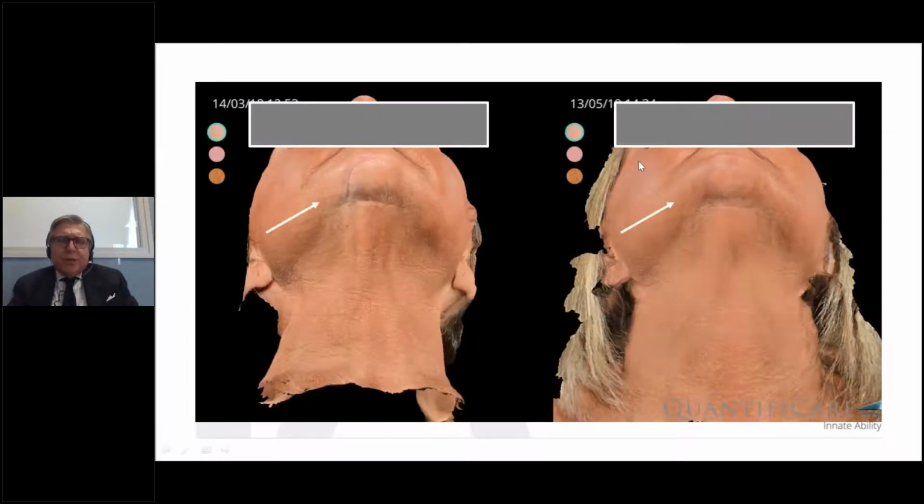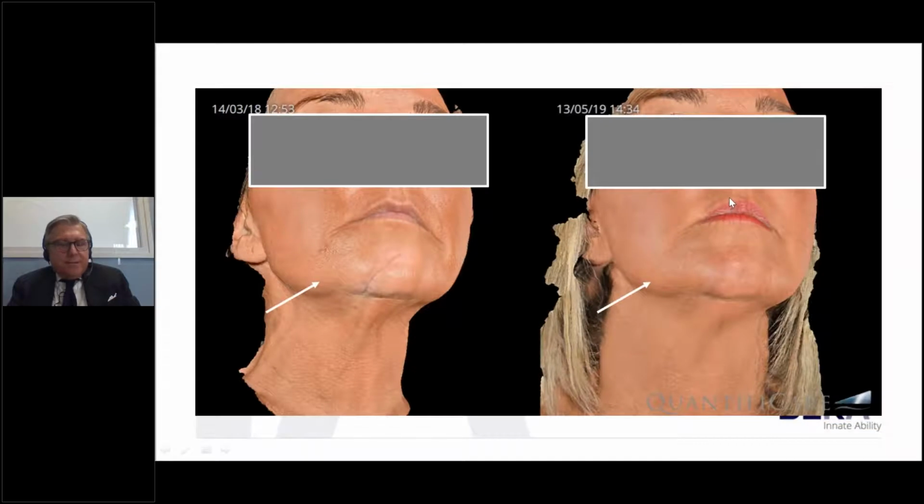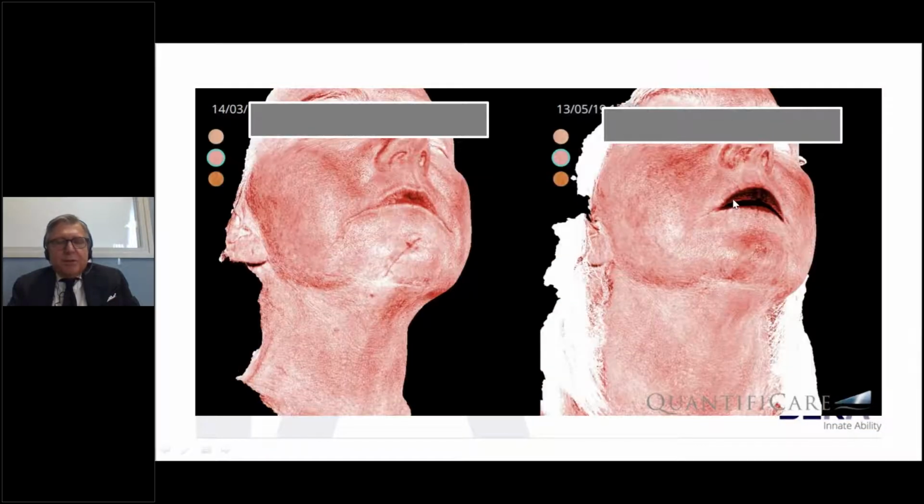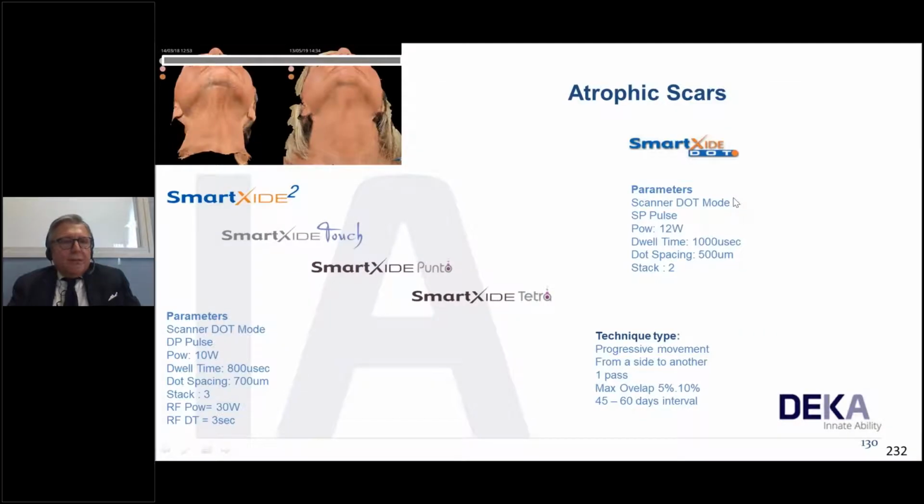Another case where we treated with a combination of pulse dye plus fractional CO2 was a cut, where the patient cut the skin with a knife, incidentally, of course, and we got very, very good results at the end. And these are the 3D images.